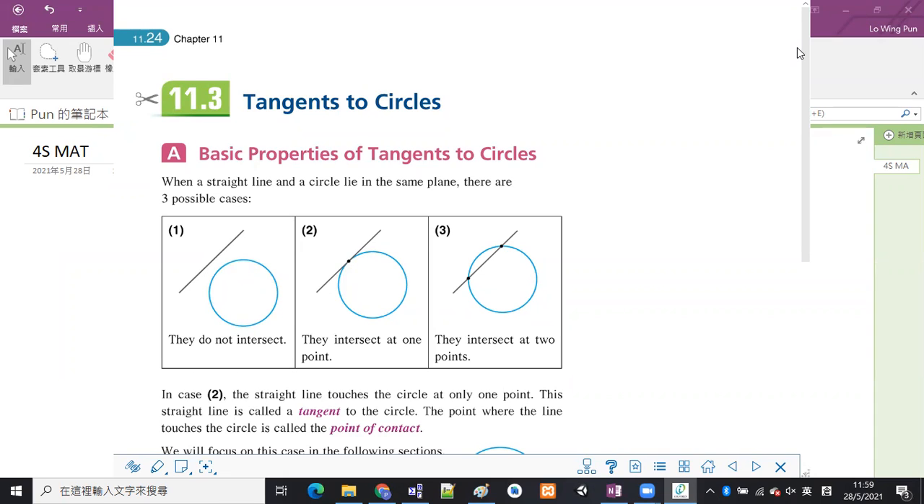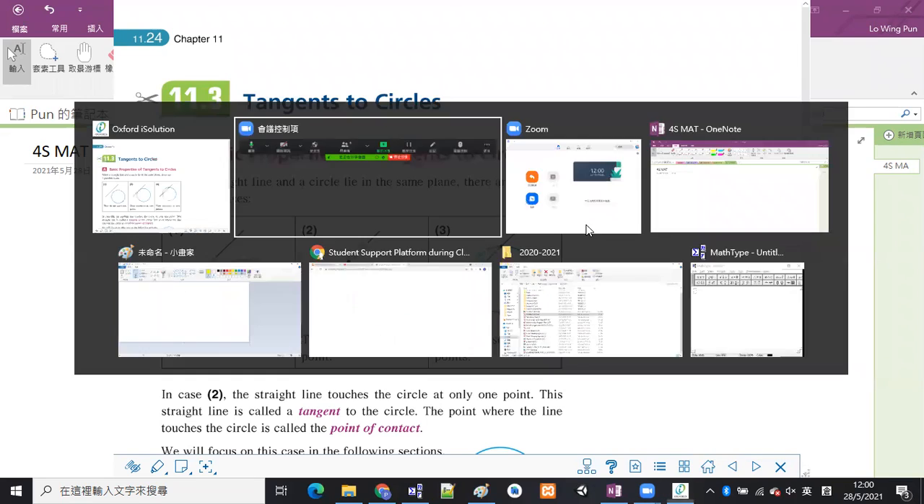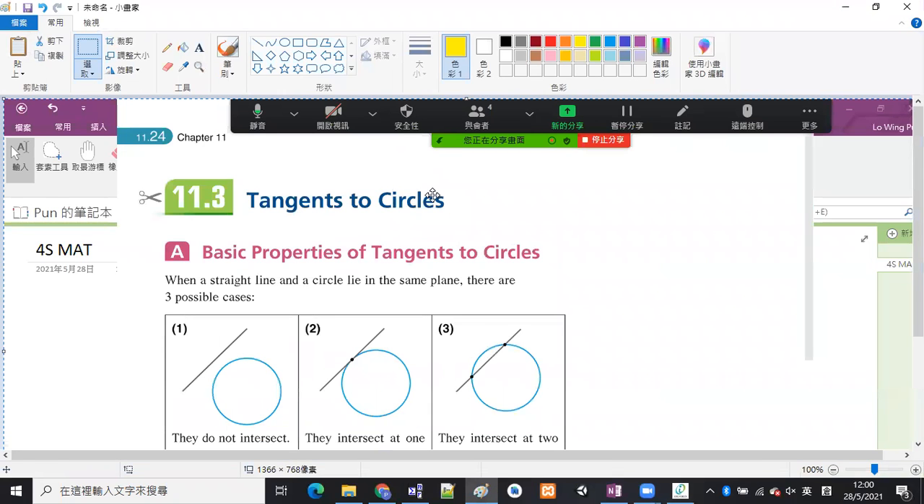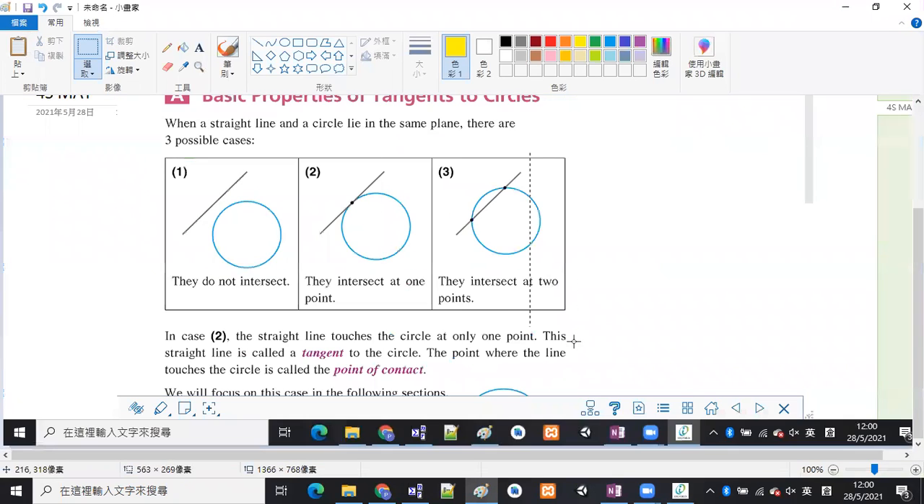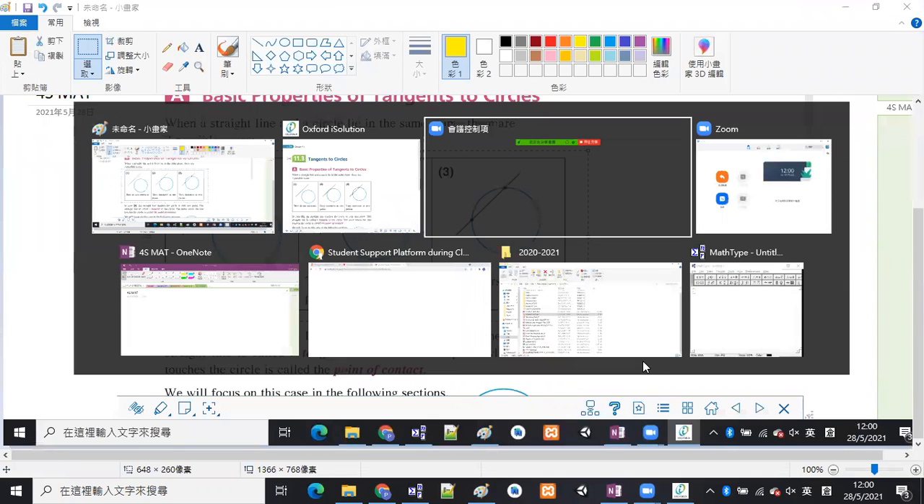So in the past few sections, we were learning about lines, angles, and polygons in a circle. And in the following section, we are going to learn the relationship between a circle and a straight line. There can be three types of relationship, only three, which will be like this. So let me do it like this.